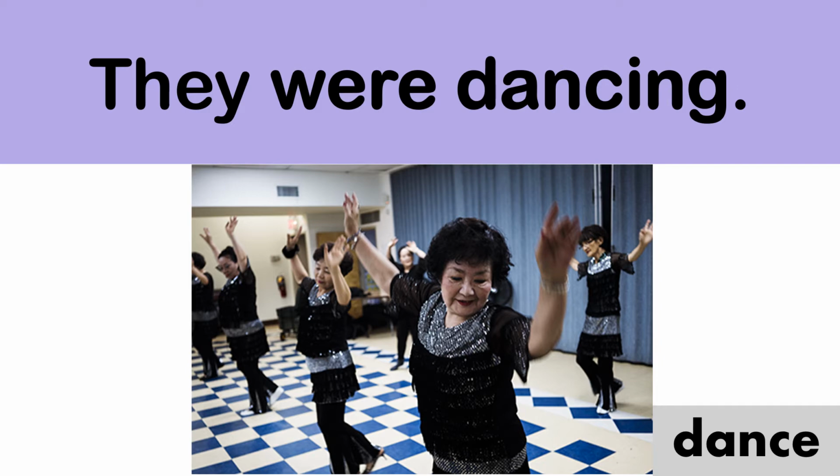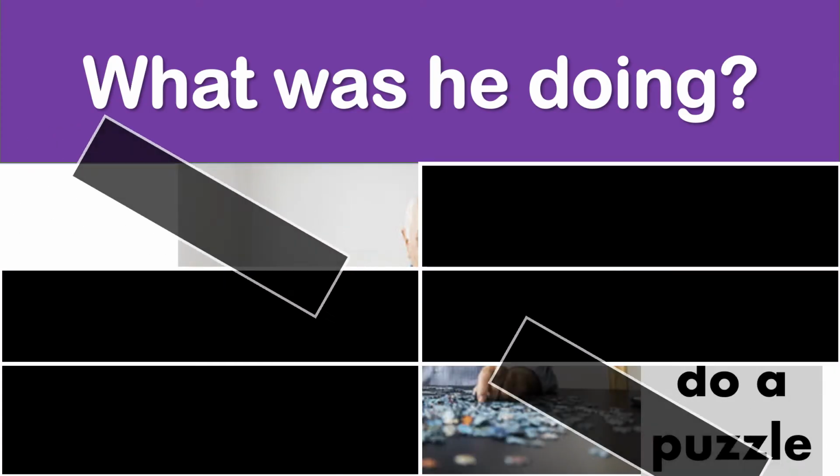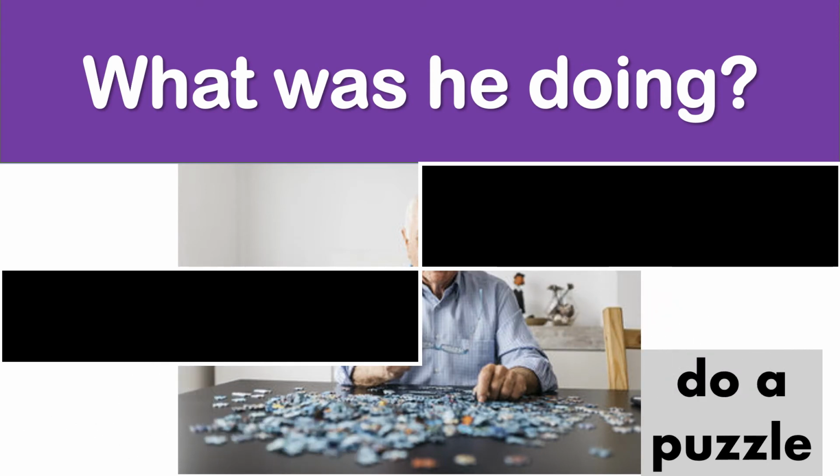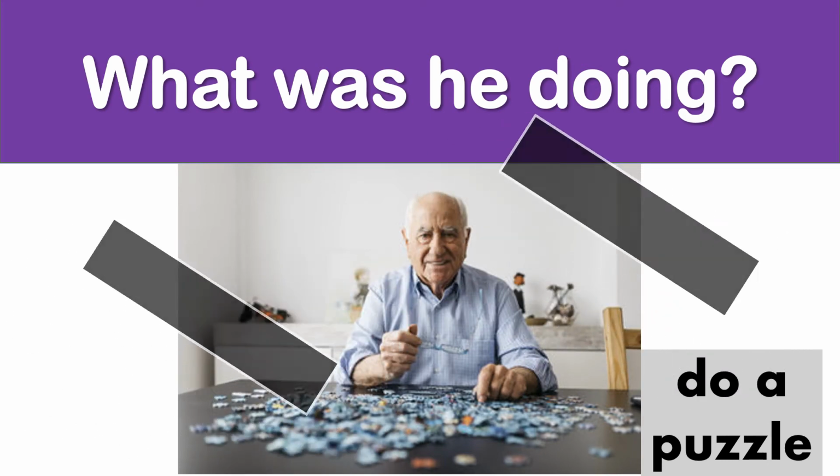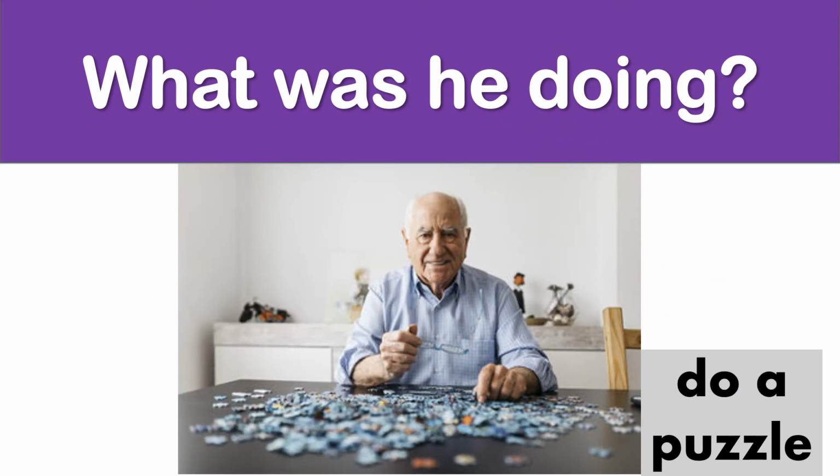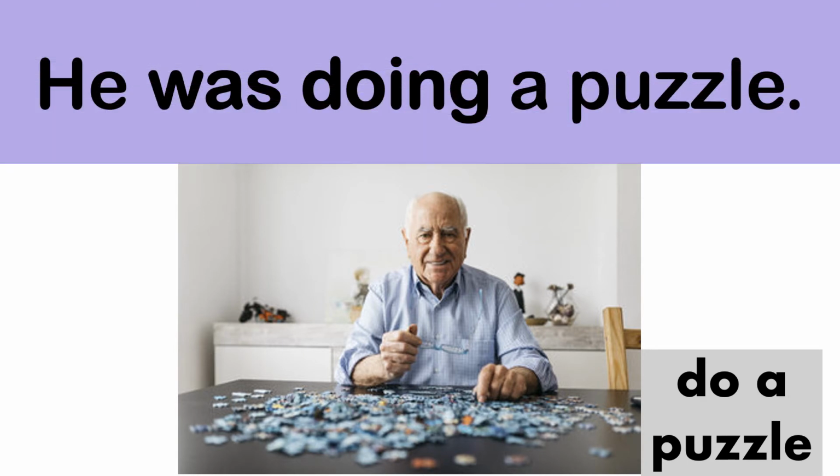Let's try another one. What was he doing? Say the whole sentence. Did you say he was doing a puzzle? Good job. Say it after me. He was doing a puzzle. So because it's only one person, we're going to use was, but we still need ing on the verb.